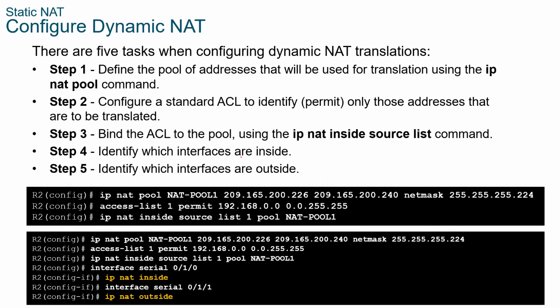Step number one, you define the pool. Number two, define an ACL. Number three, bind the ACL to the pool. Number four, identify interfaces on the inside and interfaces on the outside, which perform our translation. So to configure dynamic NAT, step number one, you have to define a pool of addresses that will be used for the translation.